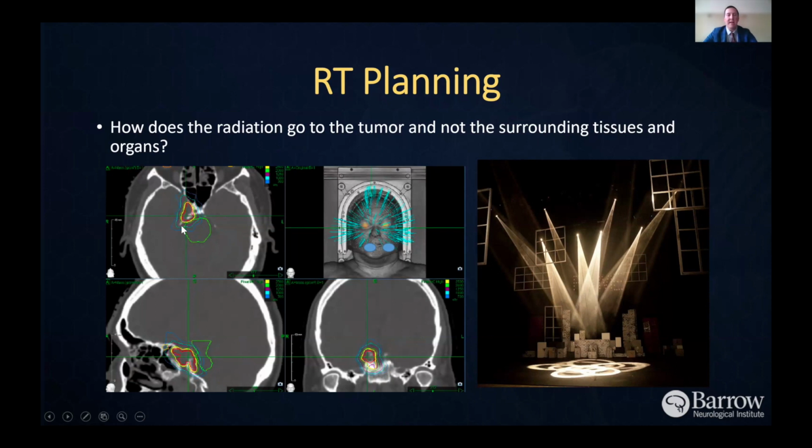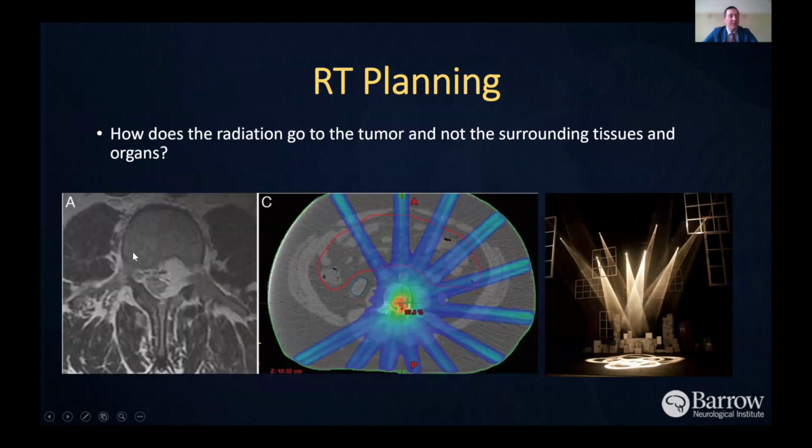And so here's an analogy I like to use. Multiple spotlights above a dark stage can make an actor bright, but the rest of the stage is pretty dark. Just like this, the radiation beams all shine on the tumor such that the tumor gets a lot of radiation, but the surrounding brain tissue gets very little radiation. It comes from a lot of different angles, very dim lights individually, but when they all meet in the center, it shines pretty bright.